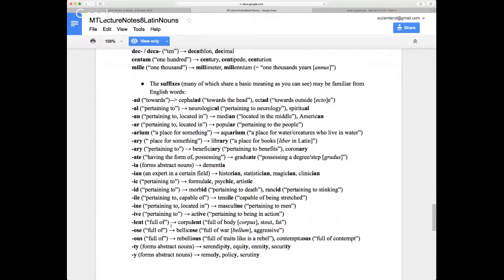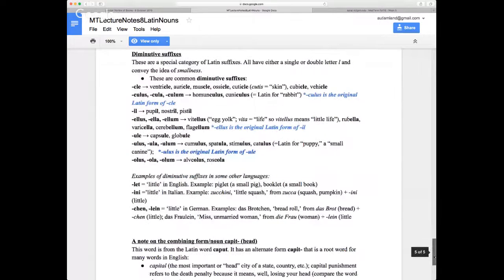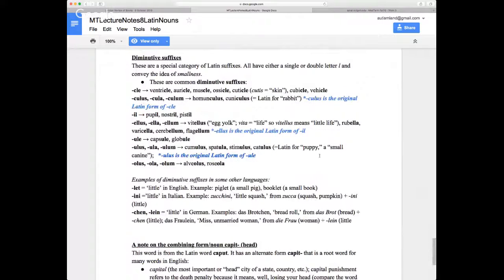Bellicose means full of war or aggressive. So again, it's helpful to memorize a suffix or a prefix attached to a noun. And then at the end of my lecture notes, my endless lecture notes, in the section about these diminutive suffixes that we just looked at, like varicella, roseola, what I did here is I simply listed all of the diminutive suffixes in bold, and listed also some English words that, believe it or not, come out of them.